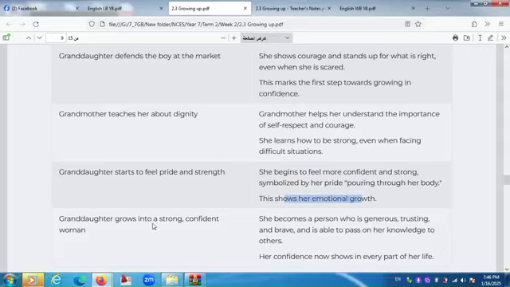The granddaughter grows into a strong, confident woman. She becomes a person who is generous, trusting, brave, and able to pass her knowledge on to others. Her confidence now shows in every part of life. Okay? She has children. She has responsibilities.